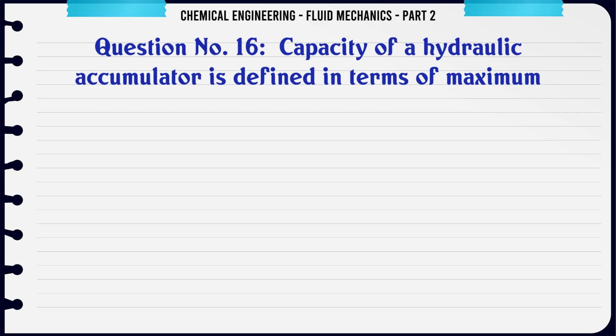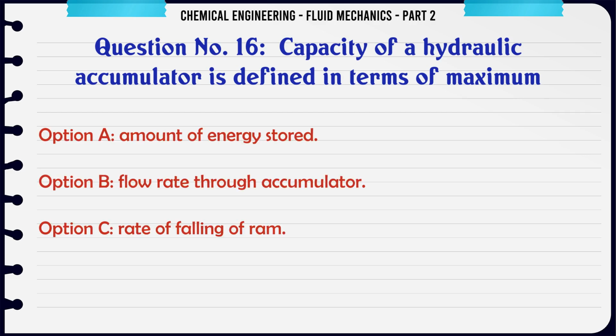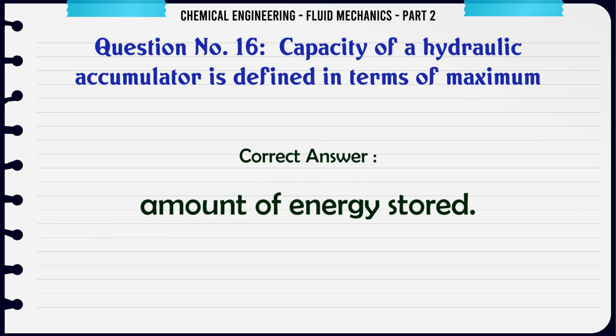Capacity of a hydraulic accumulator is defined in terms of maximum: A. Amount of energy stored. B. Flow rate through accumulator. C. Rate of falling of ram. D. Volume available in the cylinder. The correct answer is amount of energy stored.